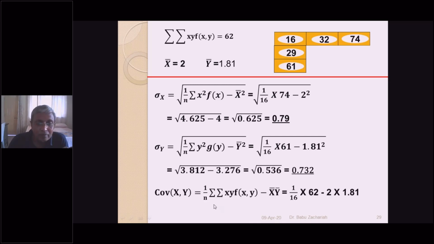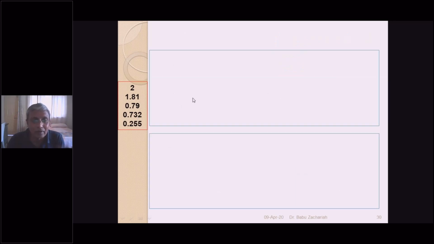And covariance, this one we have already calculated, 62. That one, I'm substituting here, n is 16, x bar, y bar. X bar is 2, y bar is this value. So now we have got x bar, y bar, sigma x, sigma y, and covariance. Now we can calculate everything. For our convenience, I have written these by this side. Same I will copy into the next sheet. So here it is written.